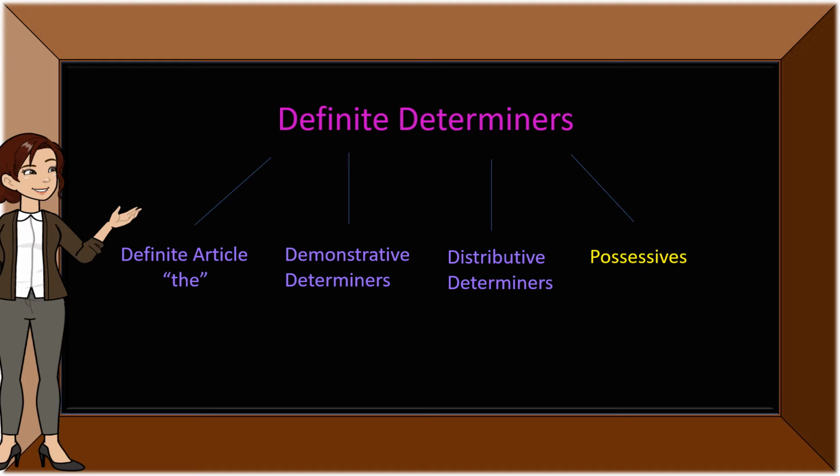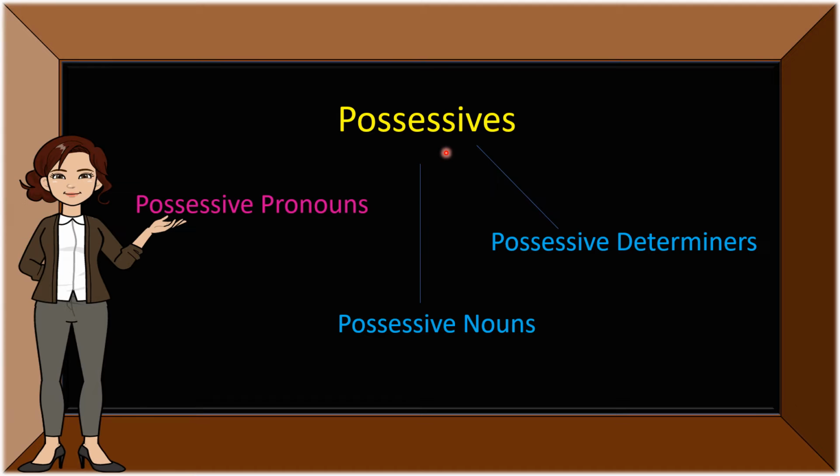Now, definite determiners tell you that we know what noun we have in mind. It's a specific noun. We've talked about the definite article the, and we've talked about distributive determiners. Today, we're going to talk about possessives. Possessive pronouns are going to replace the entire noun phrase. They cannot function as determiners. Possessive determiners and possessive nouns are going to modify a noun.